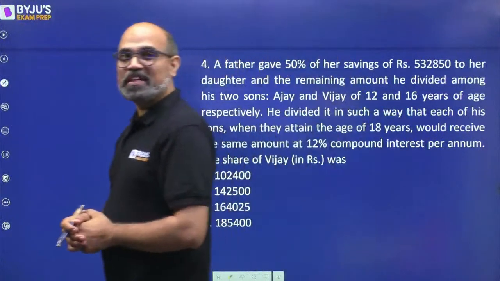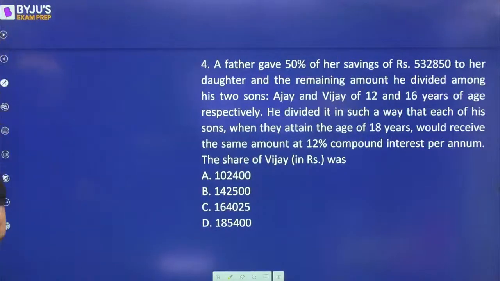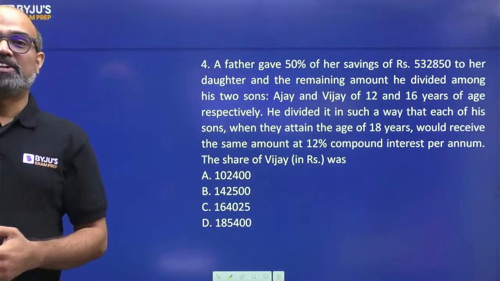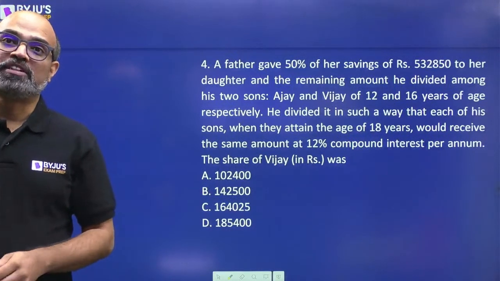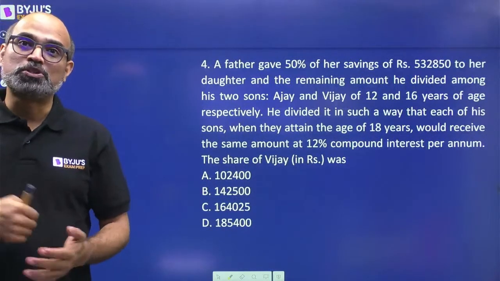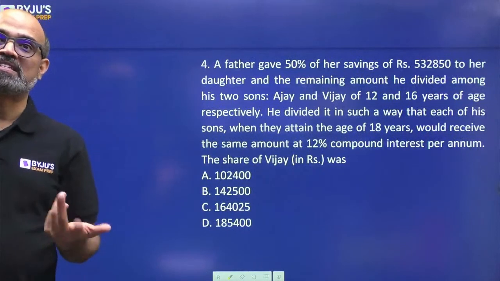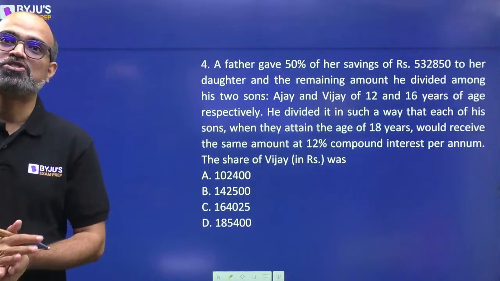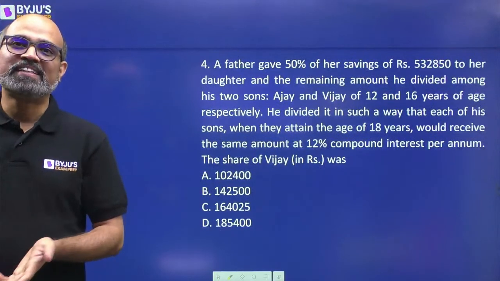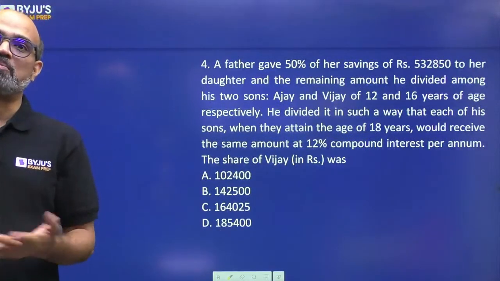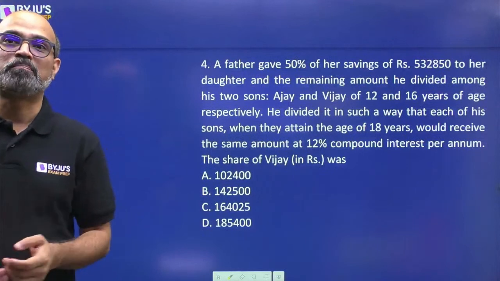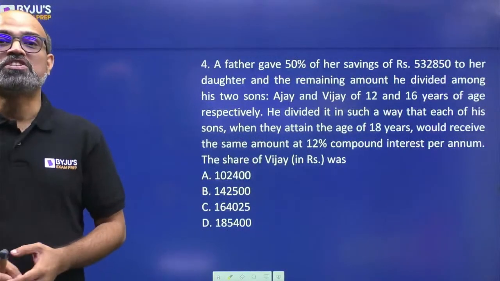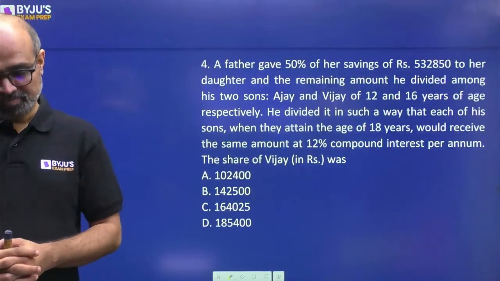Okay, the next question. A father gave 50% of her savings of rupees 5,32,850 to her daughter, and the remaining amount he divided among his two sons Ajay and Vijay of 12 and 16 years of age respectively. He divided it in such a way that each of the sons, when they attain the age of 18 years, would receive the same amount at 12% compound interest per annum. The share of Vijay in rupees was.